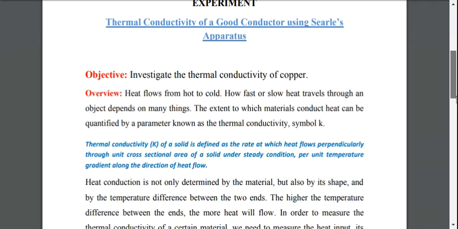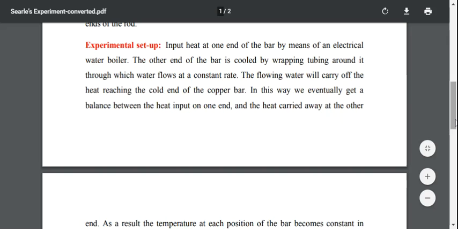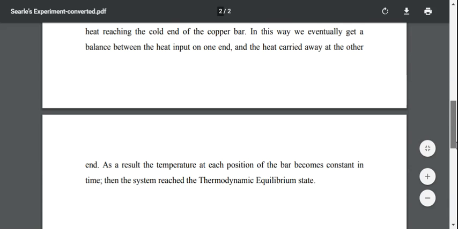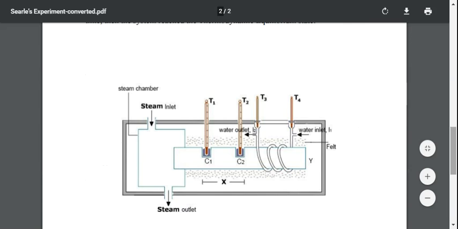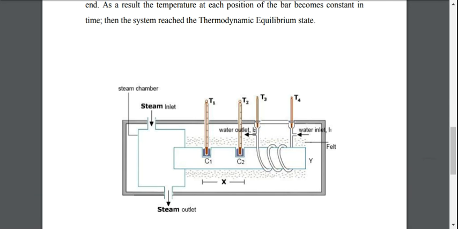So let's look at the experimental setup on which this experiment can be carried out to determine the conductivity of copper material. The copper material here is taken in the form of a rod. One end of the material is connected to a hot source, the other is connected to a cold source. This is generally the tap water that we connect, and the hot source can be a steam inlet, an electrical heater, or a hot plate.